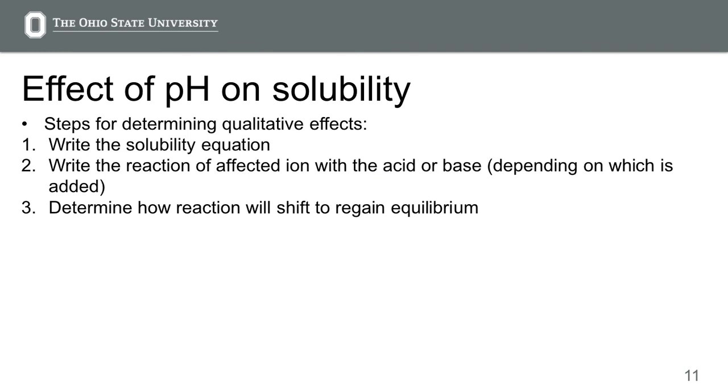So, yes. What if you started with number 2 and on the last one? Okay, so let's look at how we're going to approach these problems stepwise. First thing we want to do is write out the solubility equilibrium, so solid on the reactant side, and then the ions it's dissociating to on the product side. And then we're going to write the reaction of the affected ion, the one that reacts with either an acid or a base. And then we're going to determine how the reaction shifts to regain equilibrium.